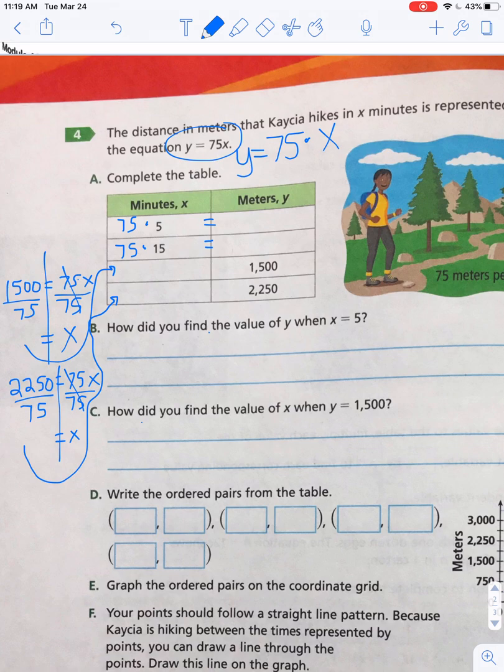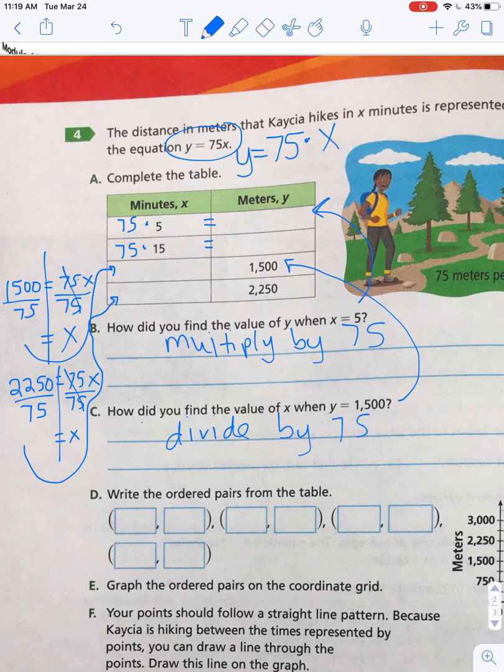Okay, so then B and C are just asking you what you did. So we know that when x is 5, I multiplied by 75. And then when they give me y is 1,500, I had to do the opposite, which was divide by 75.